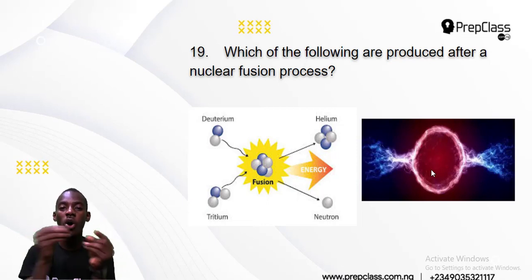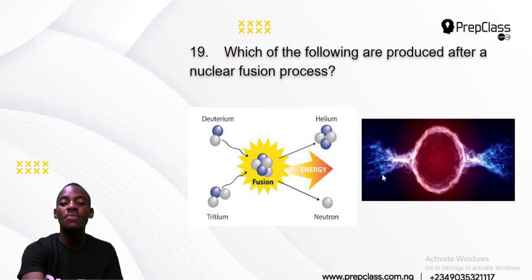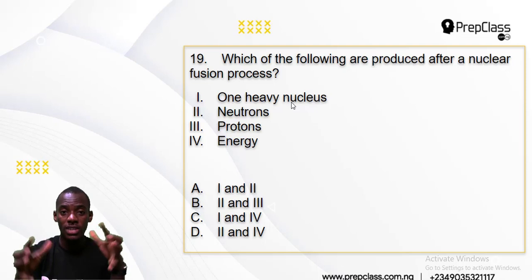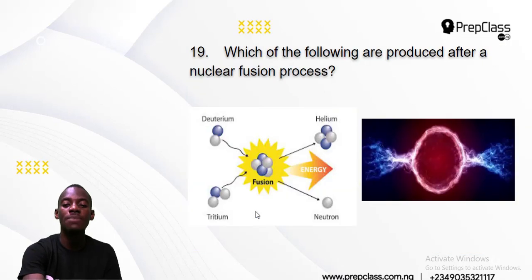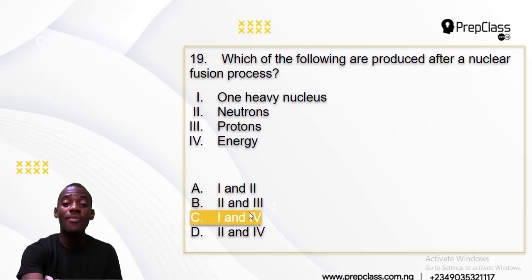So little ones, unstable stars, come together to form one mass, and that is nuclear fusion, and that is the answer. So the answer is therefore what? What is formed? One heavy nucleus, right? The two will form one heavy nucleus, and neutron is not formed, proton is not formed, but energy is also formed. So the answer is one and energy, and that makes option C the correct answer. One heavy nucleus and energy is what is formed in nuclear fusion, and that's the answer for number 19.